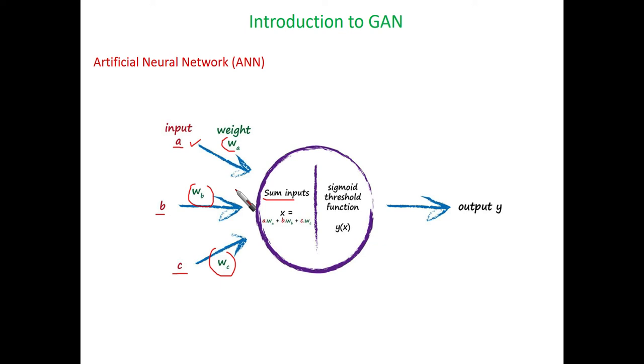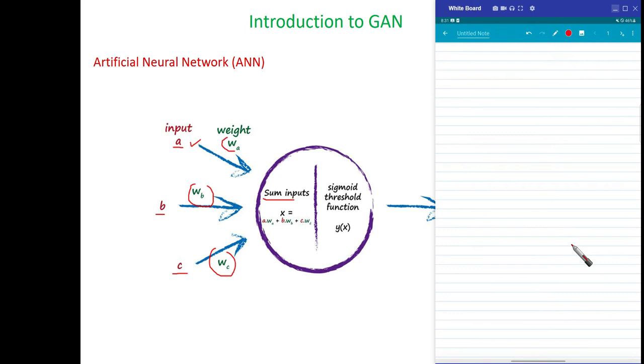A multiplied by WA plus B multiplied by WB plus C multiplied by WC. So this is that one. In other words, we can clearly see that the summation of the input signal, this X, is basically A multiplied by WA plus B multiplied by WB plus C multiplied by WC. So this is the input for this node, okay?